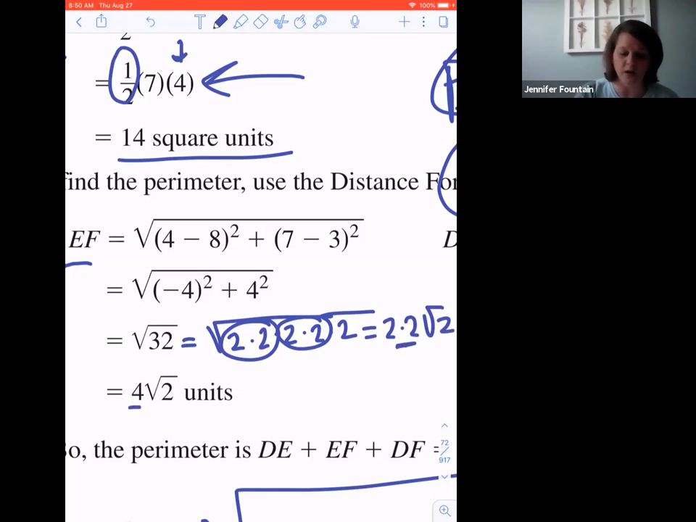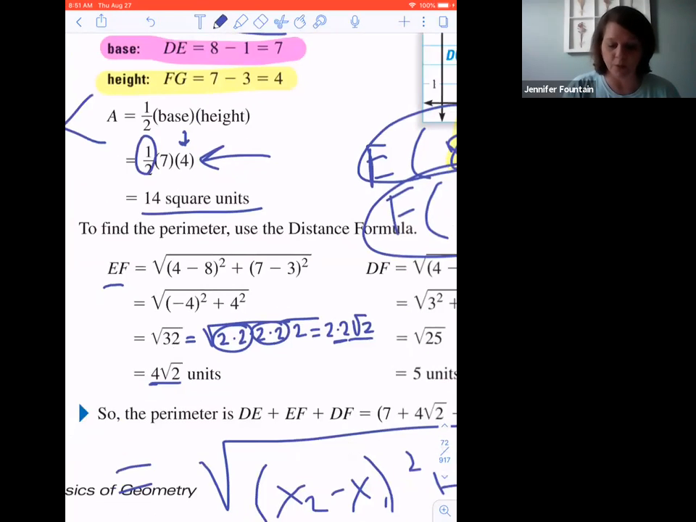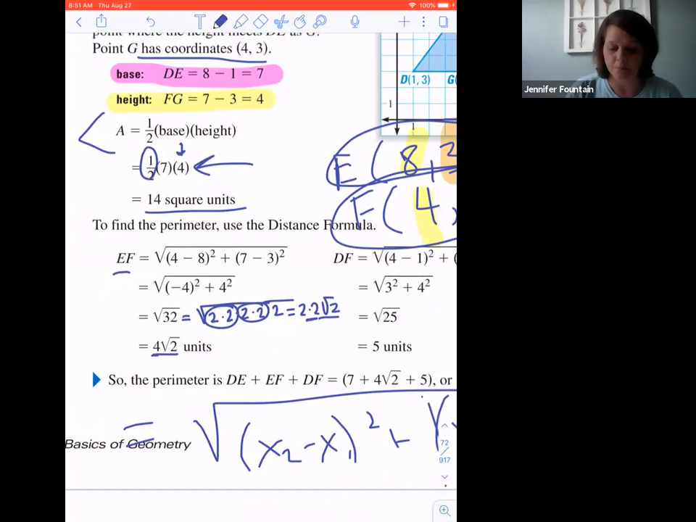So this 2 times 2 became 4, and my radical stays under the radical. Okay? So again, they are assuming that you know how to reduce radicals here. They're not taking you step by step through it. I just wanted to show you to help you remember you've got to do that.